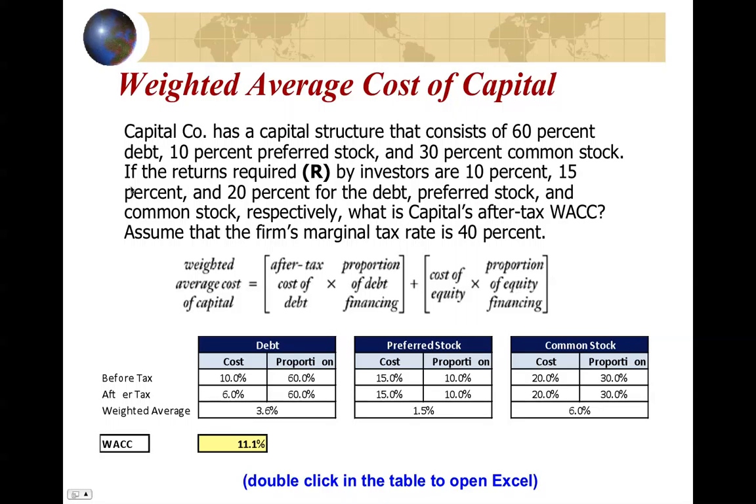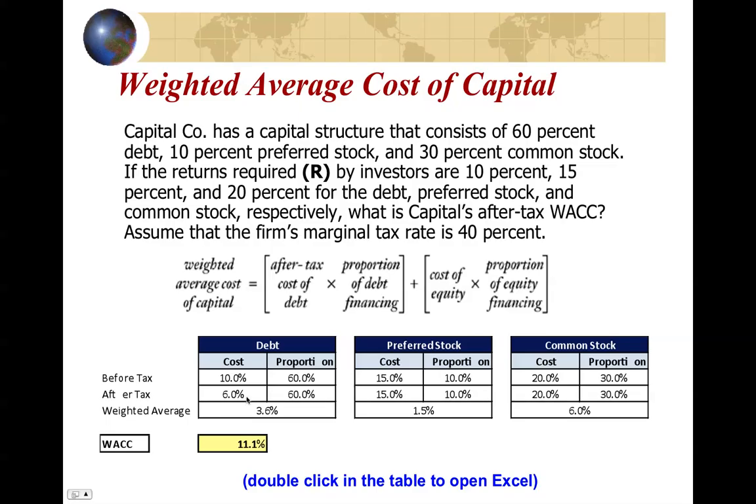So in this example, Capital Company has a capital structure of 60% debt, 10% preferred stock, and 30% common stock. Note those all add up to 100%. The before tax cost of debt is 10%, and then the cost of preferred stock is 15%, and the cost of common stock 20%. But because interest is tax deductible, we have to calculate the after-tax cost of debt.